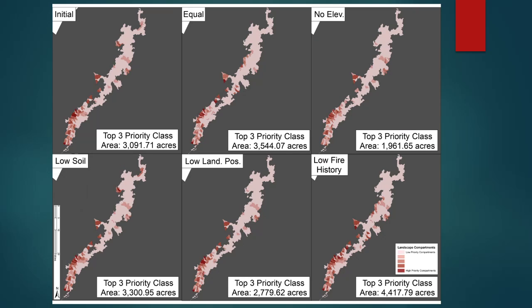When looking at the results from the sensitivity analysis, there was little change in the overall geographical location of much of the high priority areas. However, by varying the weights of the input data, there was a change in the total area for the top 3 priority classes for these areas.